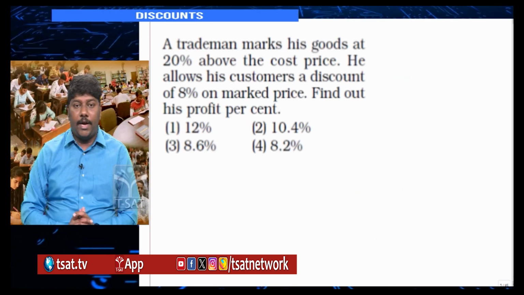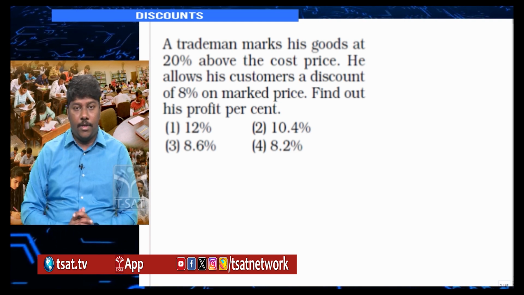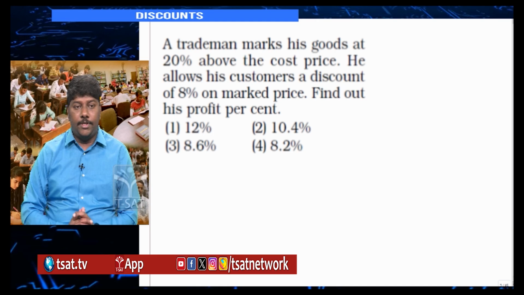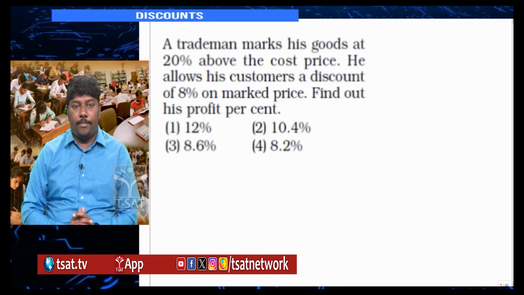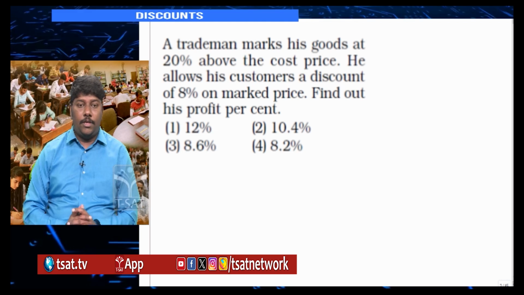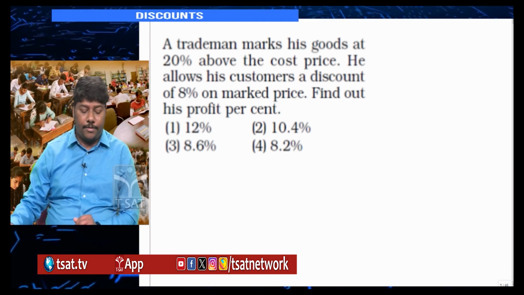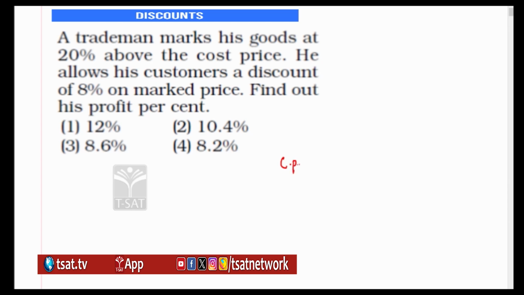A tradesman marks his goods at 20% above the cost price. Then he allows his customers a discount of 8% on the marked price. Find out his gain percent. You can do it in different ways. Let's try in different ways. Your CP is equal to 100. You are increasing it by 20%, so it is 120. You are giving a discount of 8%.